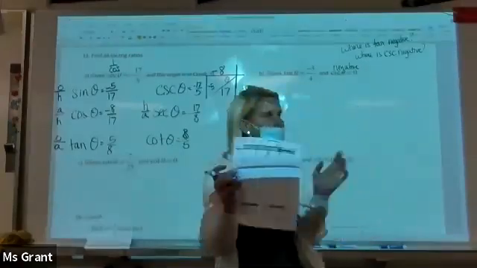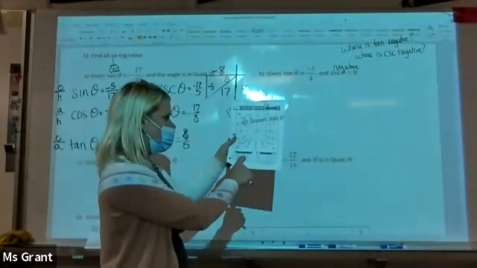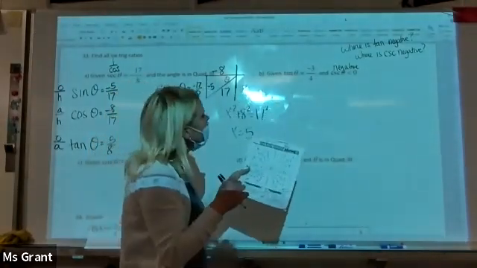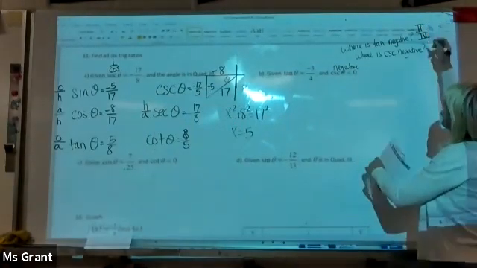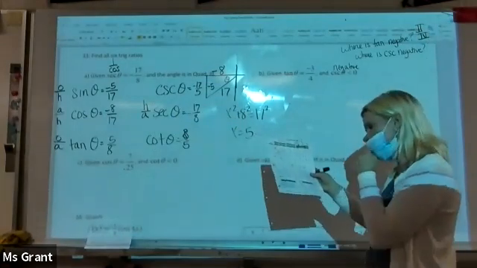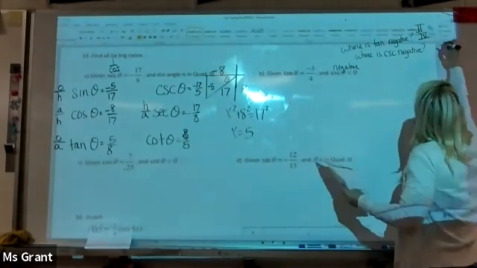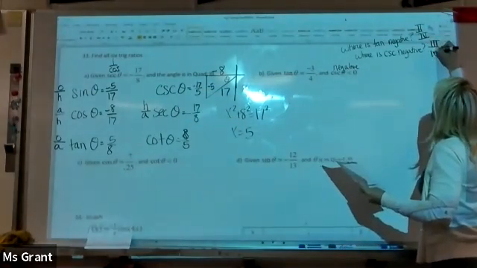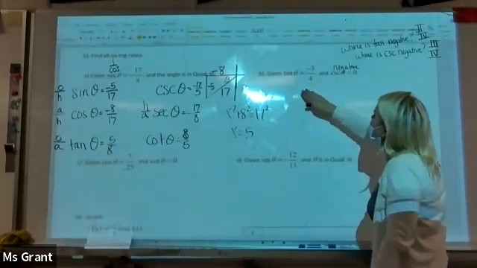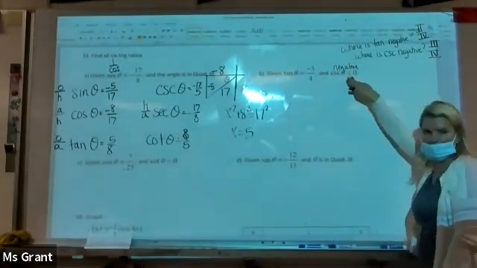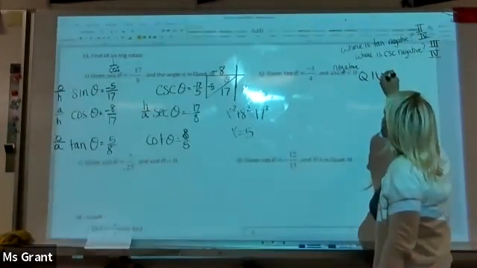Tangent is negative in quadrant 4 and in quadrant 2. Where is cosecant negative? Cosecant is negative in quadrant 3 and quadrant 4. Where are they both negative? They're both negative in quadrant 4.